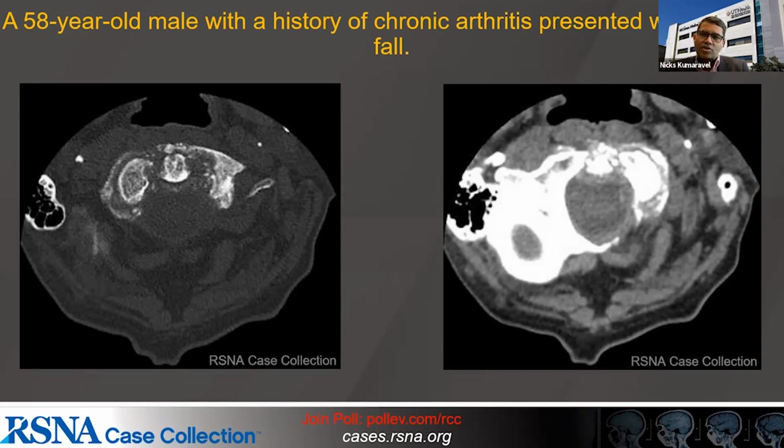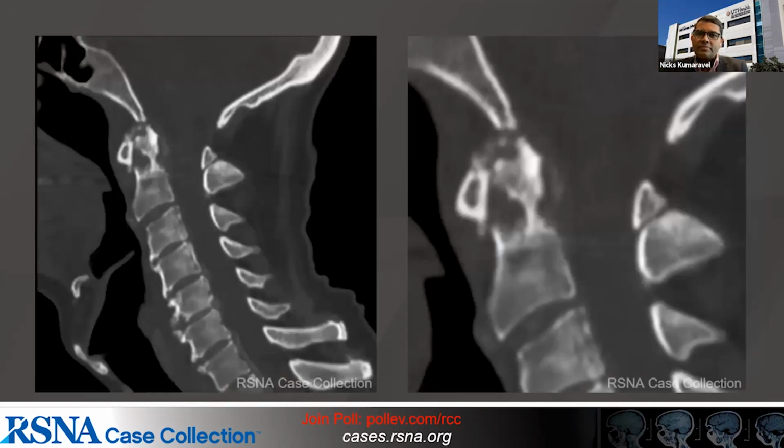A couple of axial images. One is a bone window, another one is a soft tissue window. Just to give you an orientation, we are all the way at the C1, C2 level. All right, next image, please. Here is a sagittal projection demonstrating in bony windows. I'll give you a few seconds to look at it.